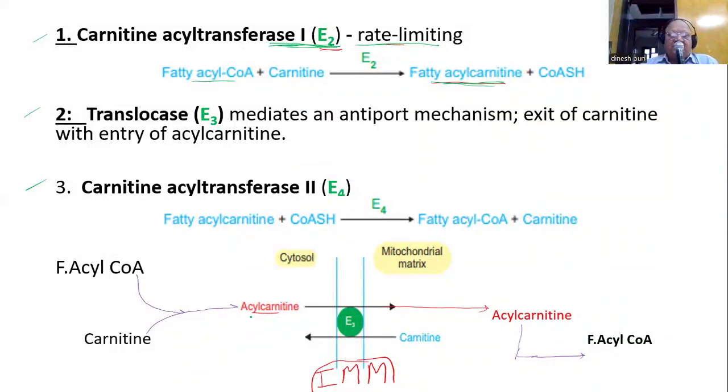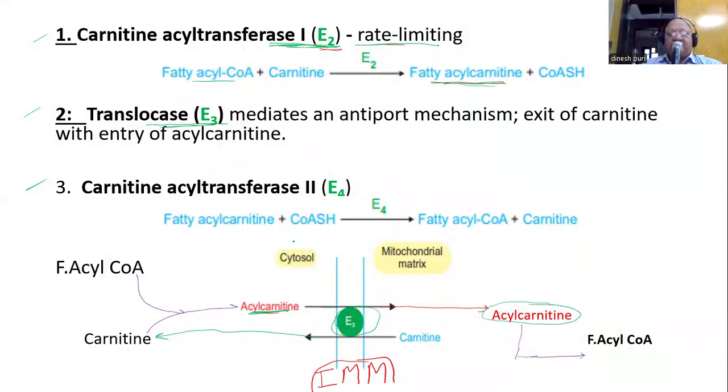So acyl carnitine is a transportable form. It can move into the mitochondrial matrix with the help of an antiport mechanism, with the help of a membrane protein called translocase. And it's an antiport system because movement of carnitine occurs in the opposite direction, and carnitine is regenerated. So fatty acyl carnitine has entered the mitochondrial matrix.